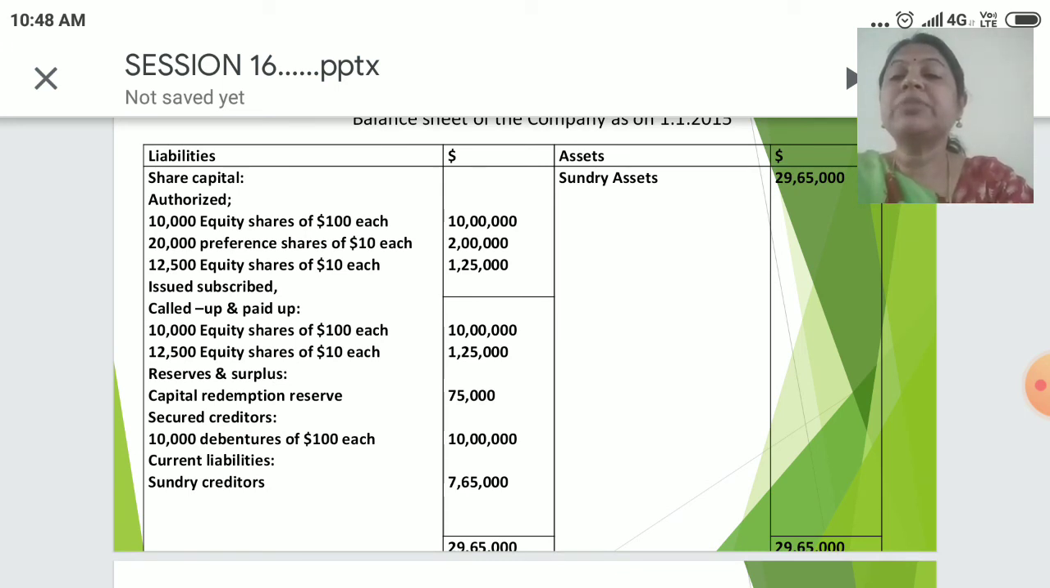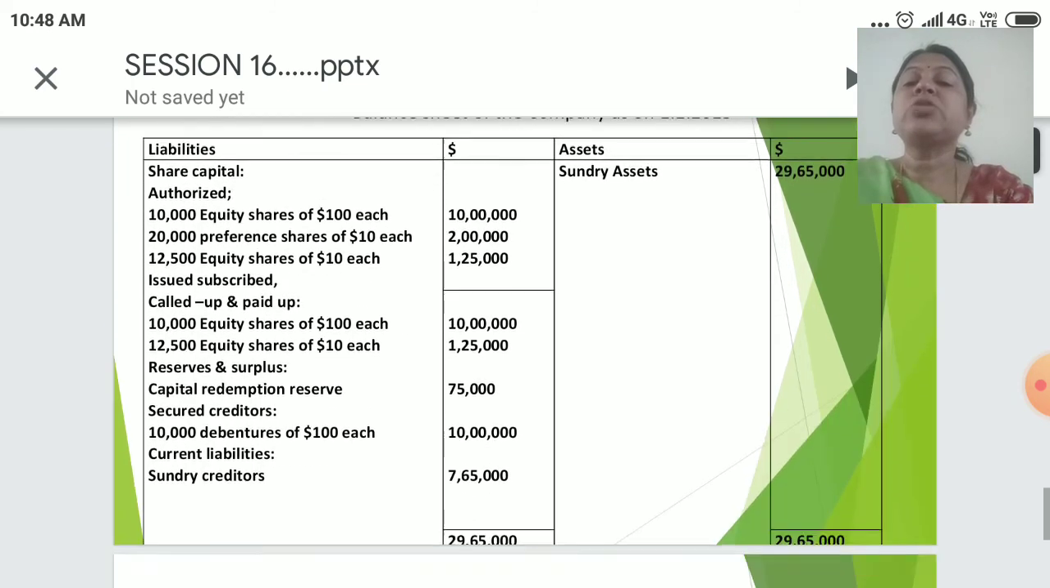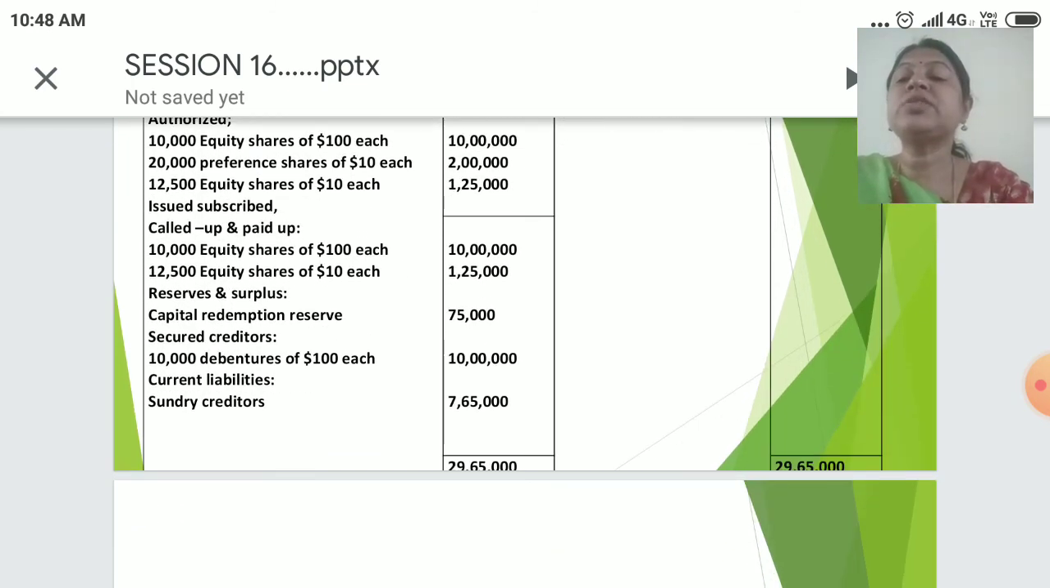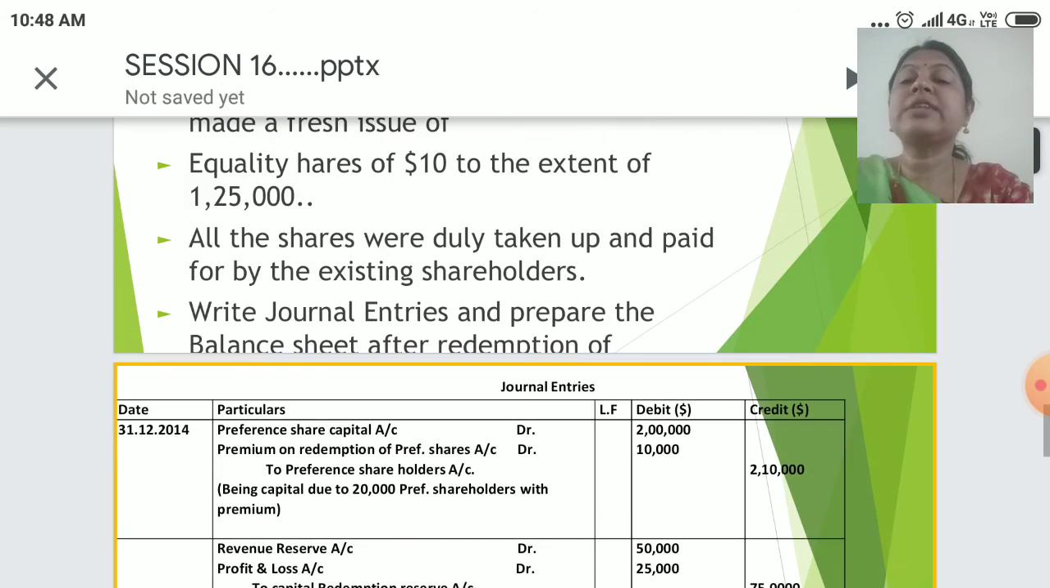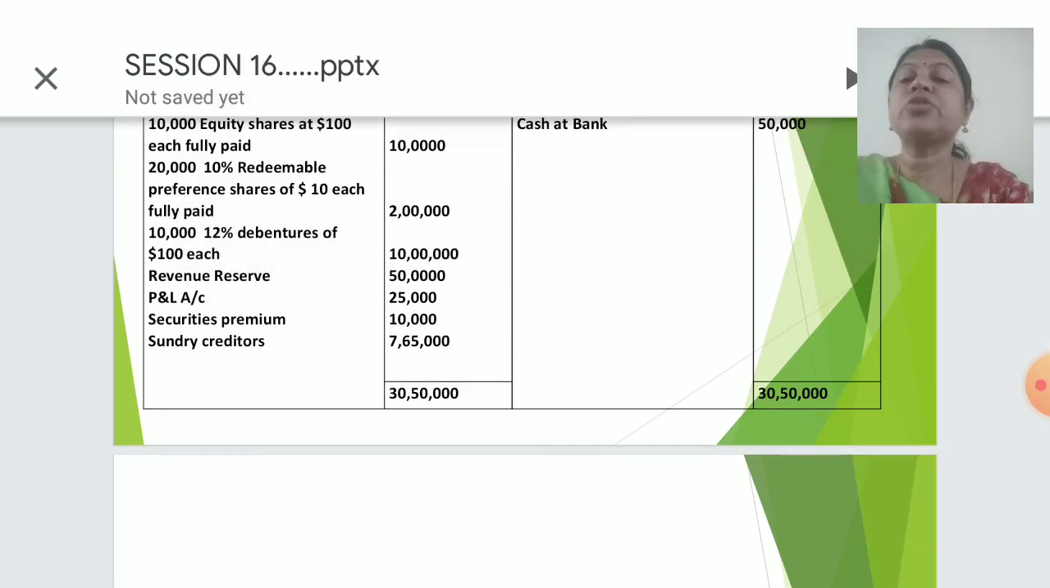We have share capital authorized, called up and paid up. We have 10 lakhs equity shares of 100 each, which was there earlier, and we have freshly issued 12,500 equity shares at the rate of 1,25,000. And the capital redemption reserve total what we have transferred is 25,000 plus 50,000, total 75,000. And 10,000 debentures of 100 each, 10 lakh, that will stay as it is, and the sundry creditors existing earlier will remain because we had made no changes for those things.